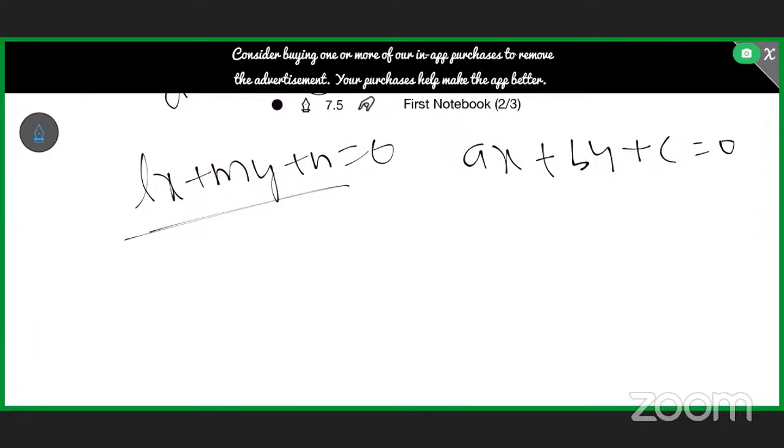Now, we have to find this line's image with respect to this line. There is some line Ax + By + C = 0, and there is one more line somewhere like this. This line's image with respect to the other line we have to find out. That image will also be another line only.